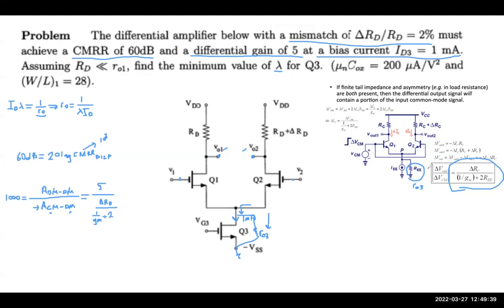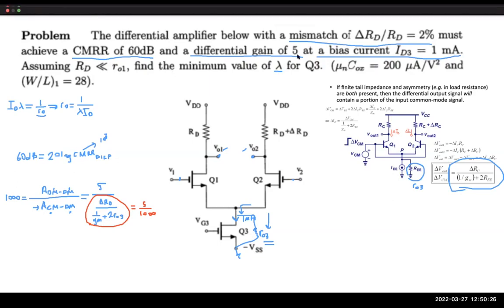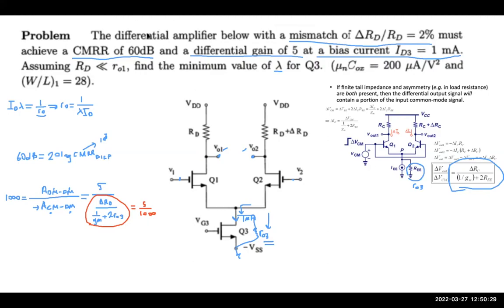What is REE in this case? If this is 5 over 1000, our delta RD divided by RD is 2%. RD is not given in this question. Well, we definitely need to find GM. So how do you find GM? Do you remember the formula for the CMOS? 2ID over the overdrive. We don't know the overdrive here, but we know K.